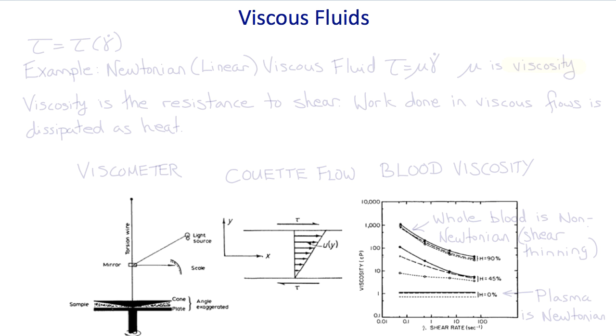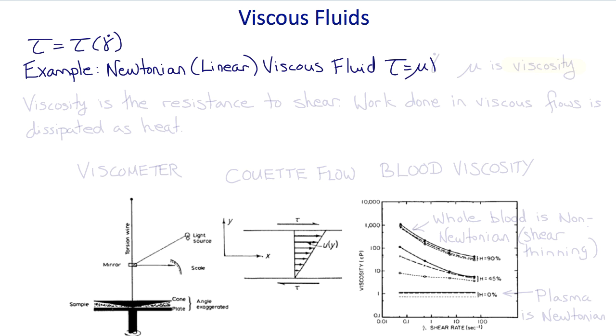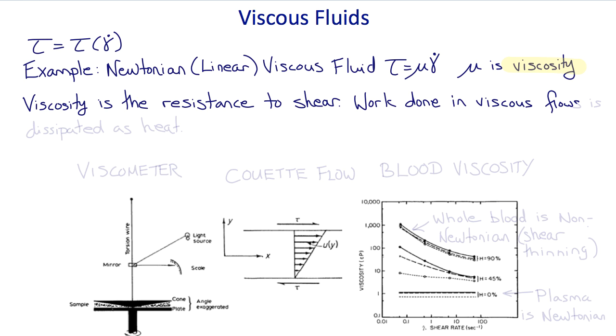A common constitutive model for fluids is the viscous fluid, in which the shear stress tau is a function of the shear rate, gamma dot. For example, in a Newtonian linear viscous fluid, the shear stress tau is proportional to the shear rate, and the constant of proportionality mu is called the viscosity. Viscosity is the resistance to shear, and work done in viscous flows is dissipated as heat.